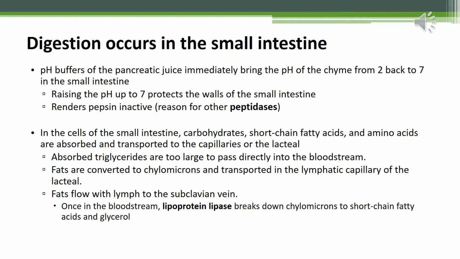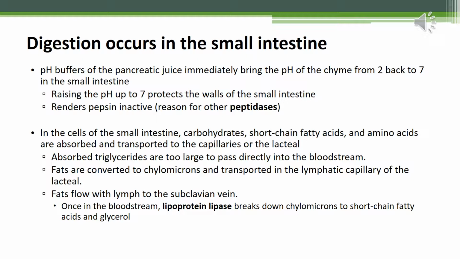And these buffers also render pepsidase back into pepsin, its inactive form, and this is because we have other peptidases in the small intestine.